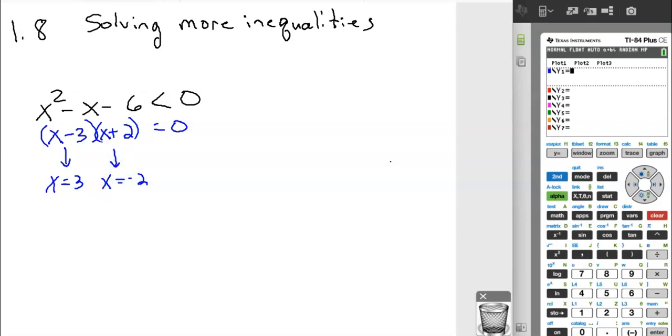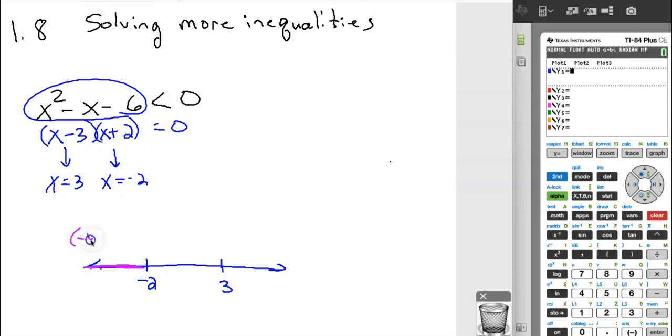And you're like, well, is that my answer? Well, remember, we're trying to find out when this polynomial will be less than 0. And so what we want to do is think of a number line. Think of these numbers that we just found, negative 2 and 3. And what we're interested in is the intervals. We have this interval from negative infinity all the way to negative 2, we have this interval from negative 2 to 3, and then we also have this interval from 3 to infinity.